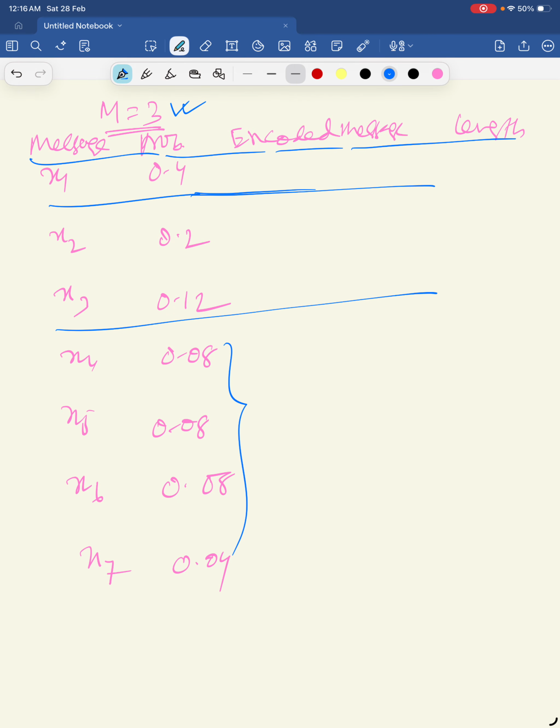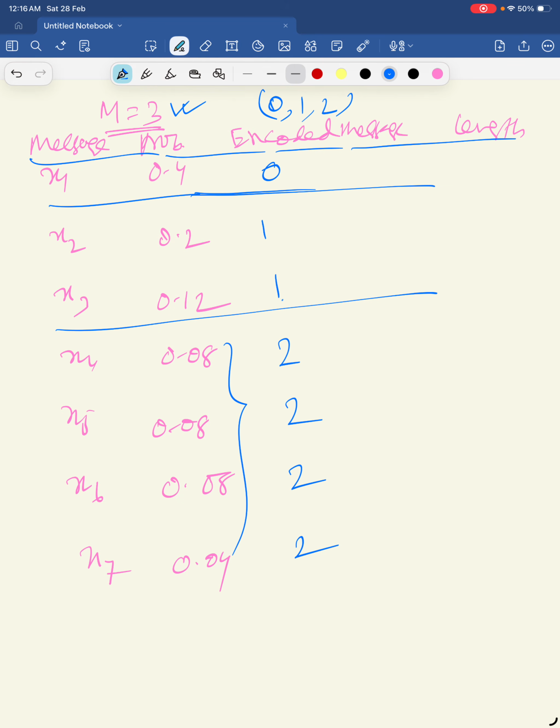Because m is equal to 3. So now m is equal to 3 means 0, 1 and 2. 3 codes will be there, 0, 1, 2. So this is 0 because single 0.4. Now 0.2 and 0.12 is there. It should be 1, 1. And this last group 0, 1, this is 2, 2, 2 and 2.